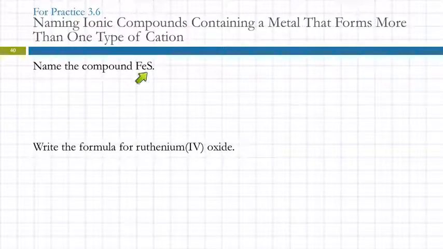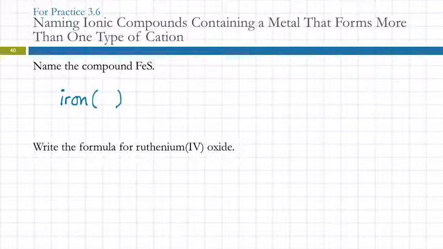Let's name this guy. Looks like FeS. So there's 2 ions, the metal and the nonmetal. What's the name of that metal? Iron. Is it in groups 1A, 2A, 3A, zinc, or silver? No. So it needs a Roman numeral.